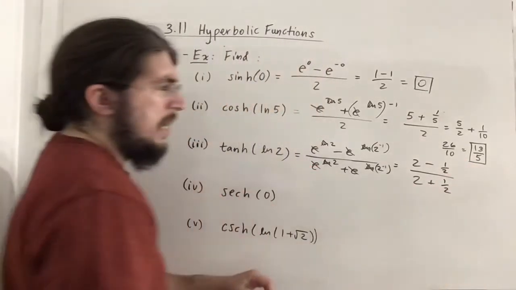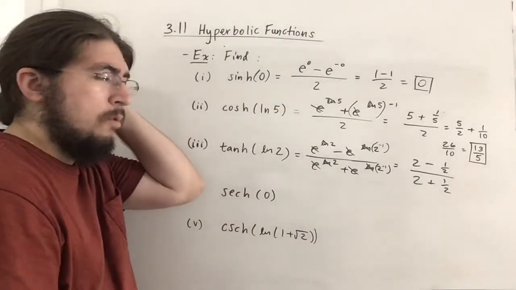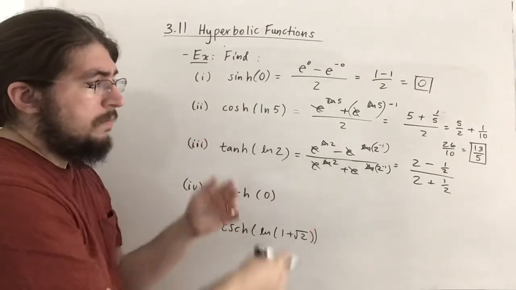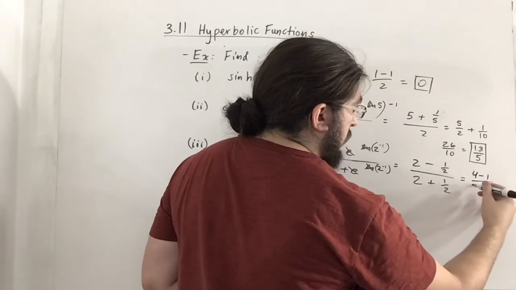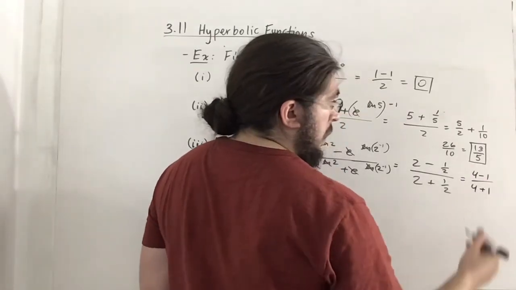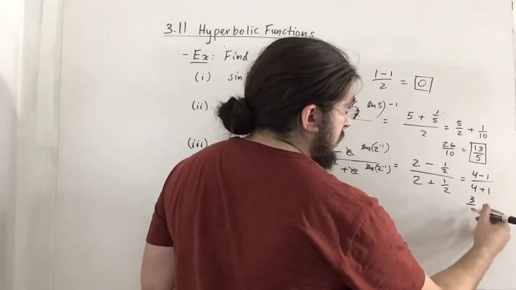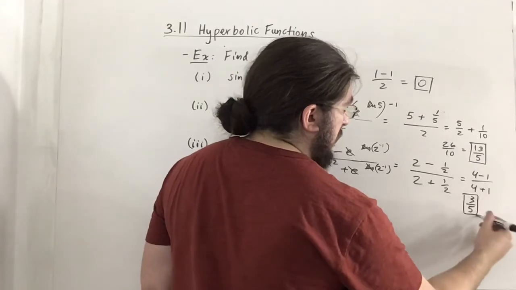And then here a kind of trick you can do is you can multiply top and bottom by 2. So we'll get 4 minus 1 over 4 plus 1. And this is actually just 3 over 5. So that was kind of fun to see that.